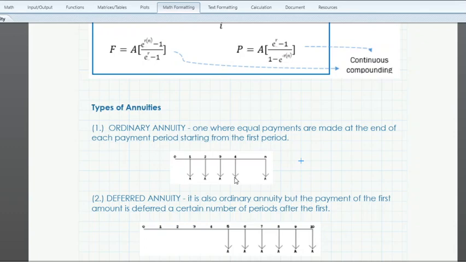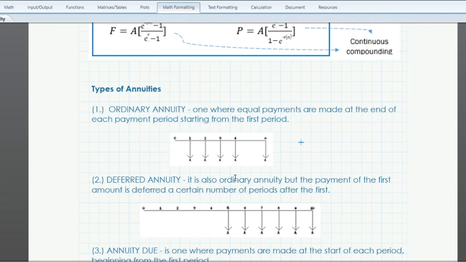So, aside from ordinary annuity, we have the deferred annuity. Deferred annuity naman is also an ordinary annuity. But the only difference is that the first payment or the first amount is deferred a certain number of periods after the first. So, kumbaga, na-delay ng ilang months or ilang years bago ka ulit makapaghulog.